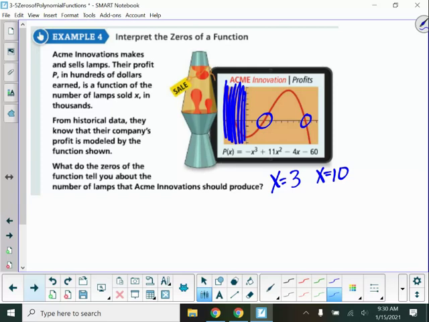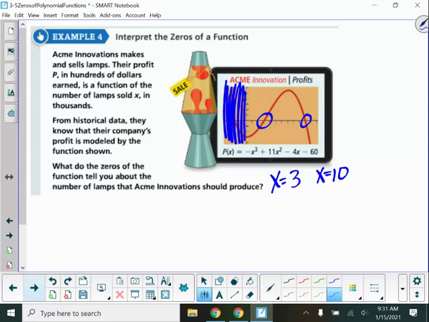Now, if this shows their profit, anytime we are less than 3 in our production, we're going to be making a negative profit. If we're in between 3 and 10, we're going to be in a positive profit, because that's where your graph is above the x-axis. And then if we're greater than 10, we're again going to be making a negative profit.